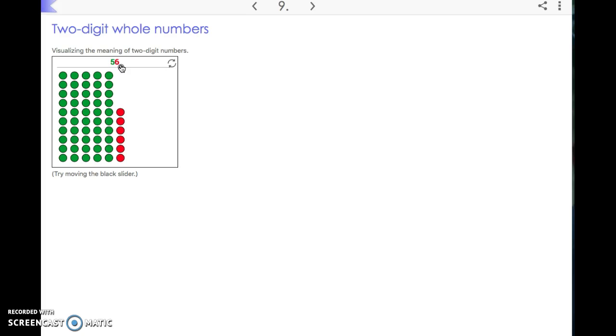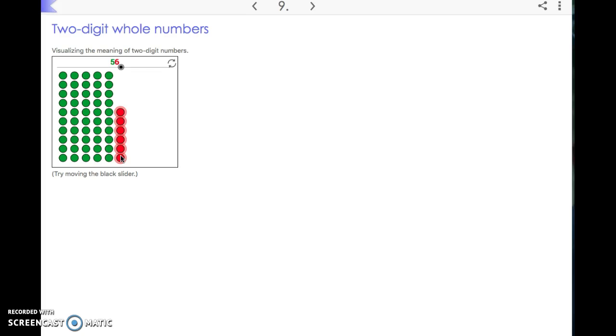In front of you, you should have 5 rods and 6 cubes. The 5 rods are the 5 groups of 10 here that we have. So we have group 1, group 2, group 3, group 4, and group 5. So 5 groups of 10 is 50. And we're making the number 56, so we're going to need 6 more ones, not another group of 10, 6 more ones to make the number 56.